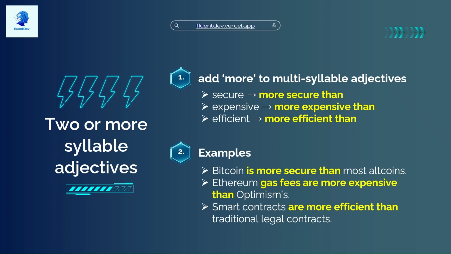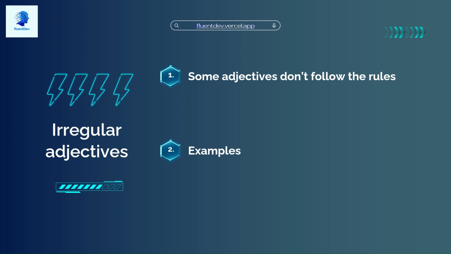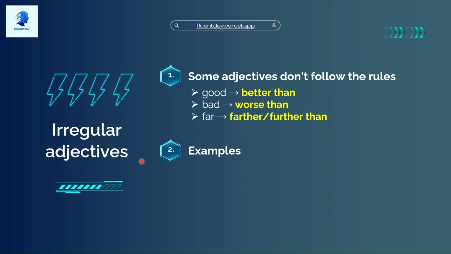Let's take a look at superlatives. Sorry, irregular adjectives. We have to look at the irregular adjectives first, right? Irregular adjectives are going to be those adjectives that don't follow the syllable rules at all. And some of them don't follow those 2 rules that I just mentioned. And the 3 most common are good, bad, and far.